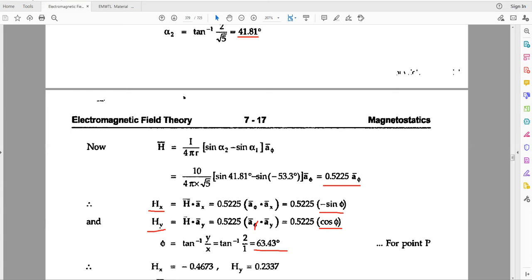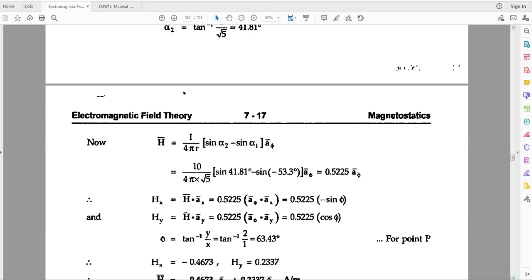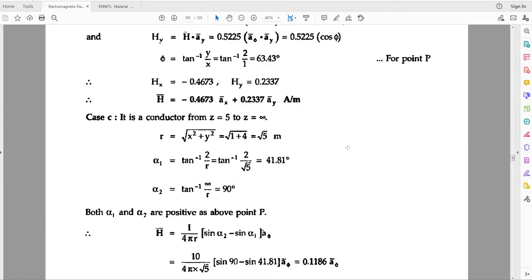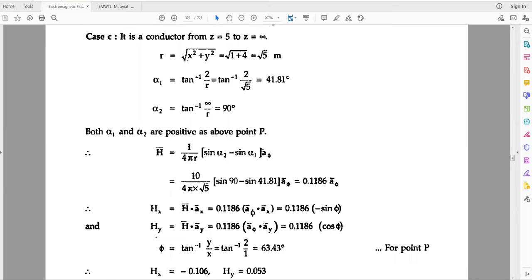Then Hx is equal to minus 0.4673 and Hy is 0.2337. H bar is equal to, we'll get the Ax bar and Ay bar coefficients. And the third case, R is the same, root of x square plus y square, that is root of 5. But Z starts from 5 to infinite. In the previous case, alpha 1 we can take as tan inverse 2 by R, and alpha 2 is tan inverse infinite by R.